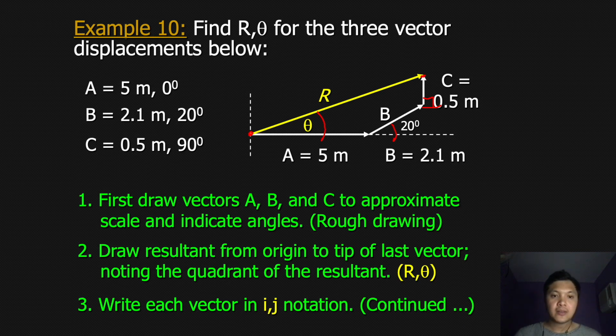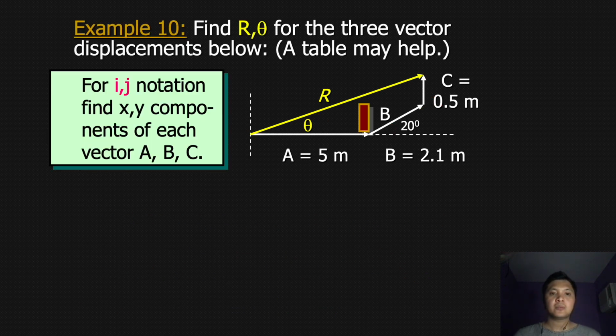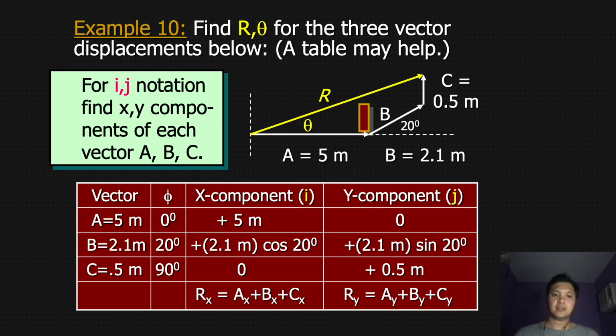Now write each vector in ij notation. So we can write them here, okay, as shown. So this is the component method. So A, if the angle is 0, the x component is 5 meters, while the y component is 0, since it has no y component. For B, to get the x and y components, again, we use the formula x is equal to r cosine theta, while y is equal to r sine theta.